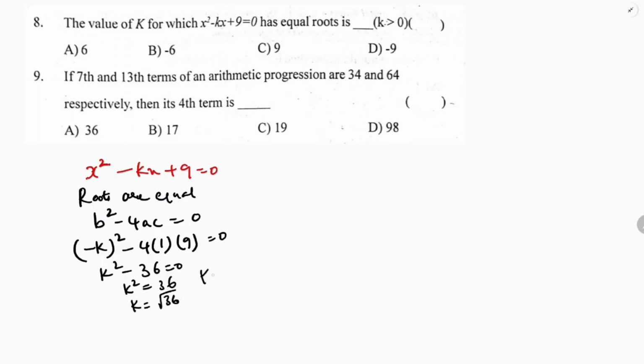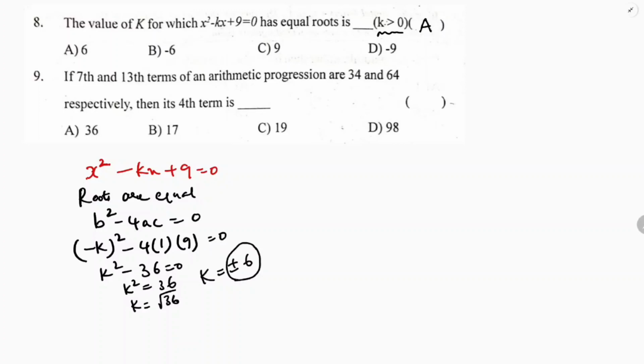Here k has both answers, k equals plus or minus 6. But if you observe the question here, k is greater than 0. So very good question, this question. See, k is greater than 0 means only the positive value. So the correct option is A.